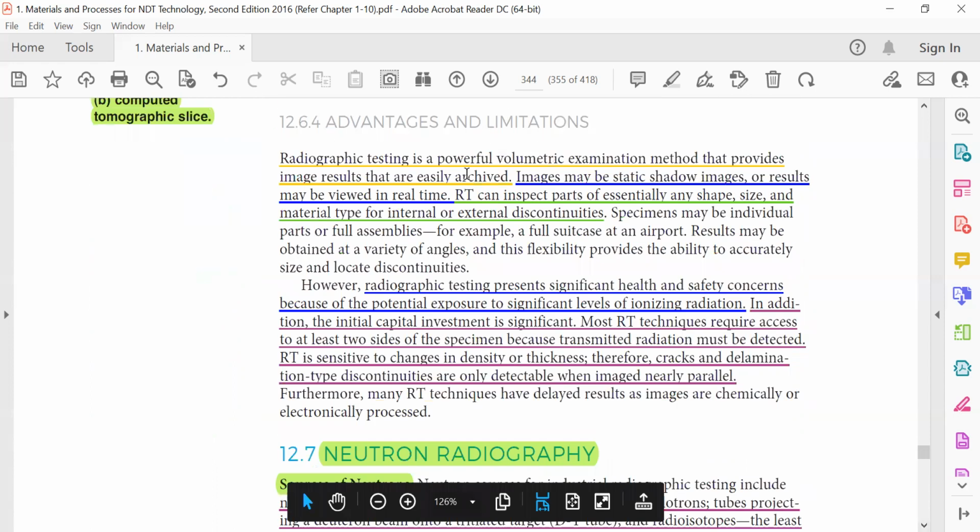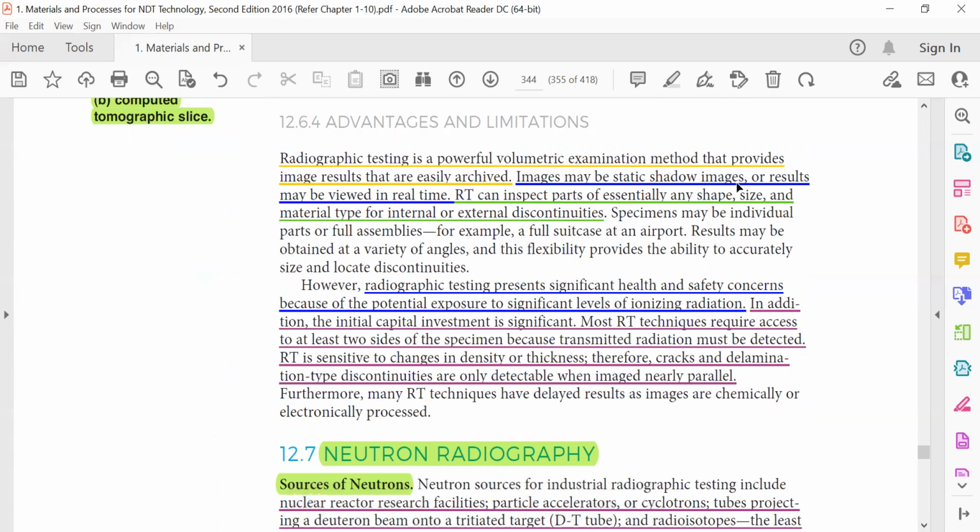Advantages and limitations. Radiographic testing is a powerful volumetric examination method that provides image results that are easily archived. Images may be static shadow images, or results may be viewed in real time. RT can inspect parts of essentially any shape, size, and material type for internal or external discontinuities.